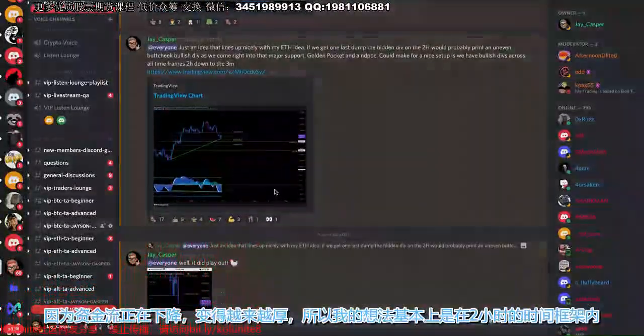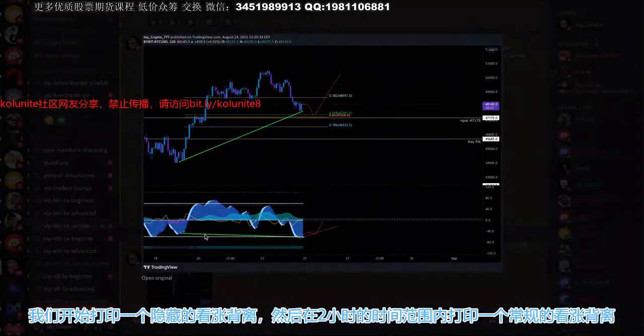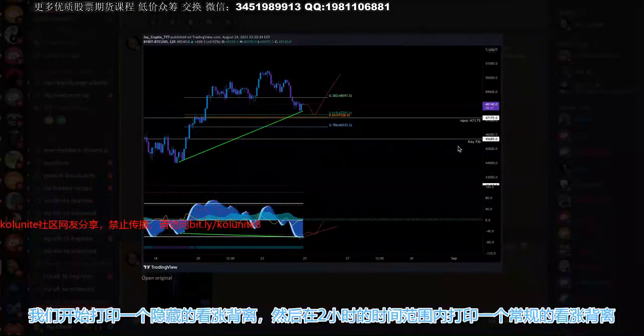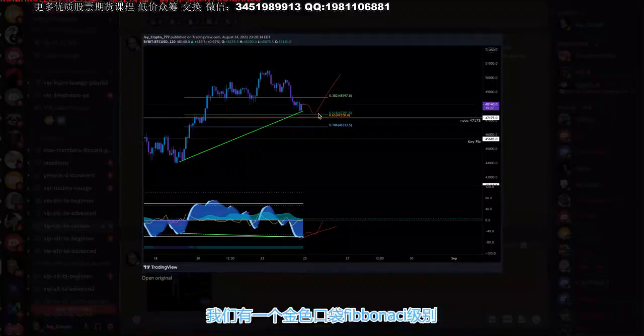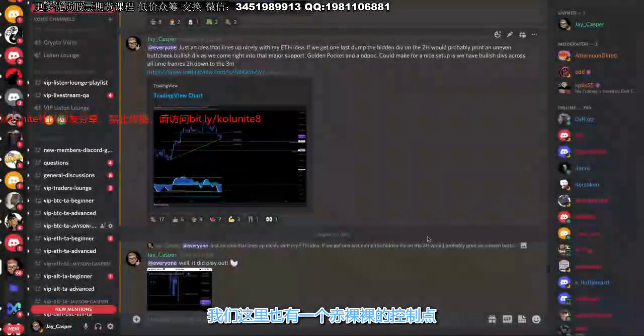And so my idea basically was, if on the 2-hour time frame we start to print a hidden bullish divergence followed by a regular bullish divergence on the 2-hour time frame, I was going to look for a bounce out of this general zone right here. We had a golden pocket Fibonacci level. We also had a naked point of control right here.